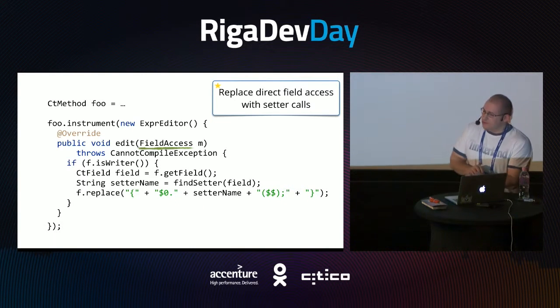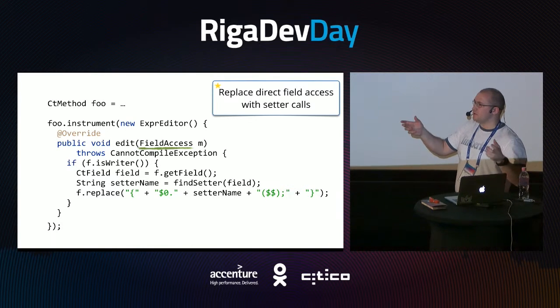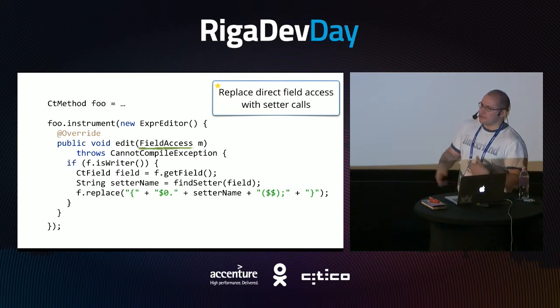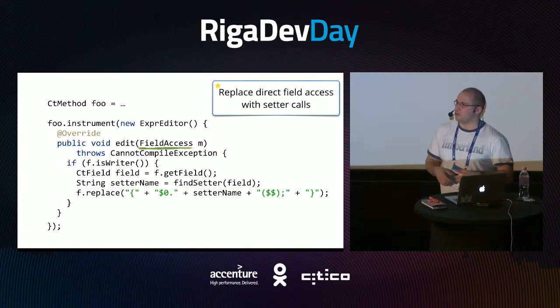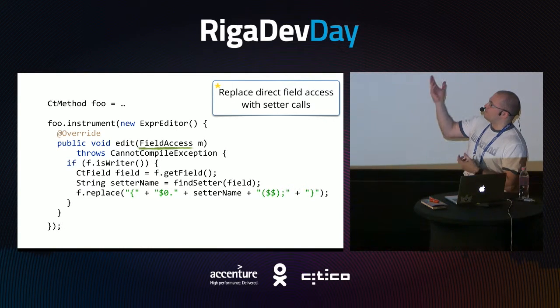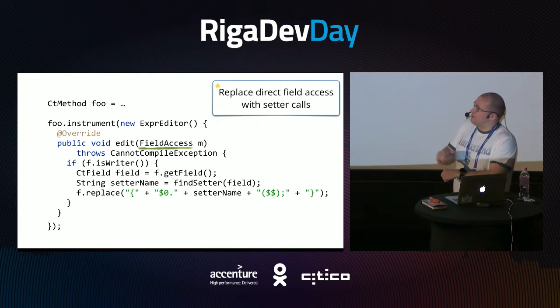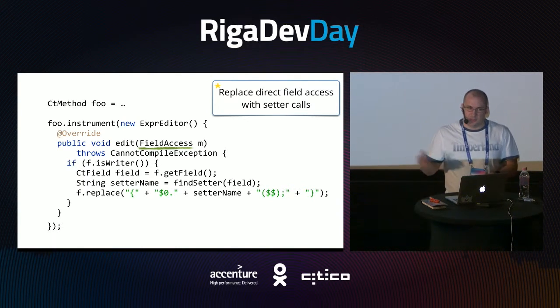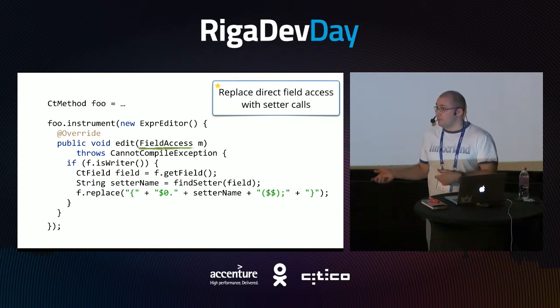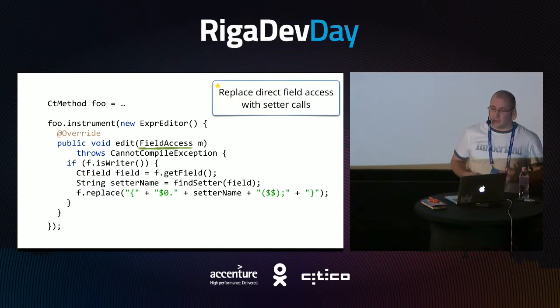Or you can also intercept field access. So you have a class, you have some fields in there, and your method is accessing those fields. And you say, okay, I don't want my method to access the fields directly anymore. I can replace it with a getter or a setter or whatever. And if the real setter doesn't exist, I can generate that myself, like just create a new method and add it to the class.